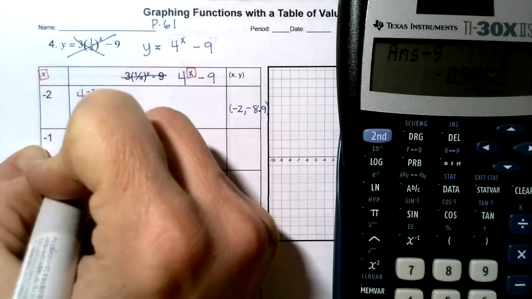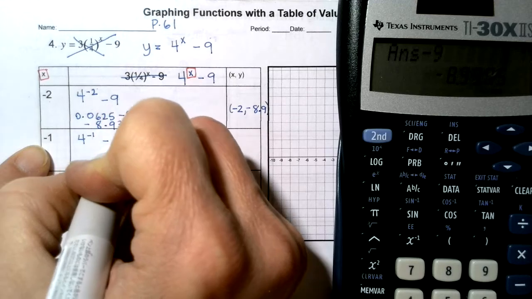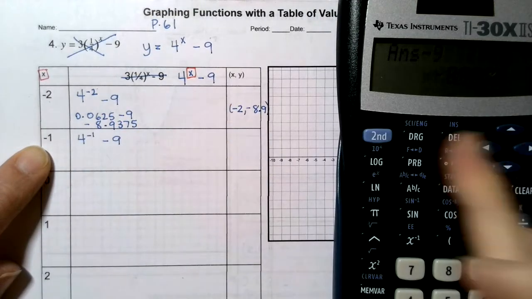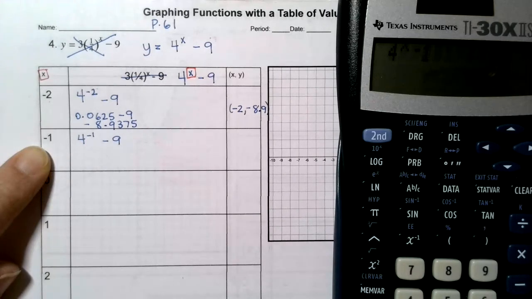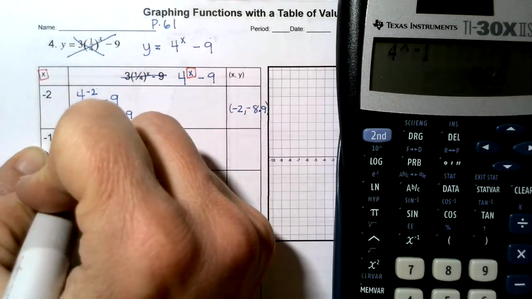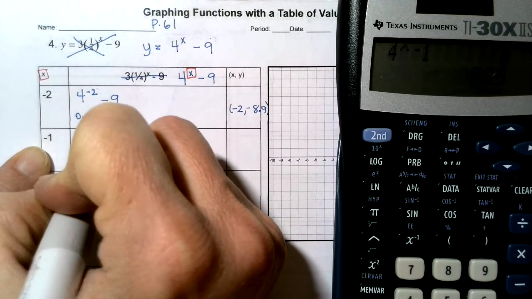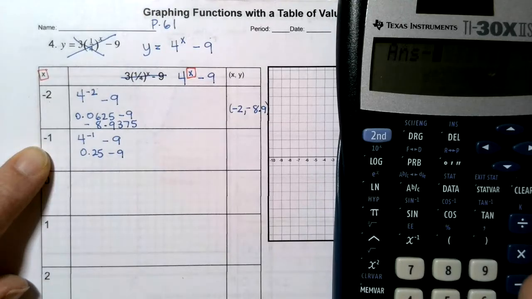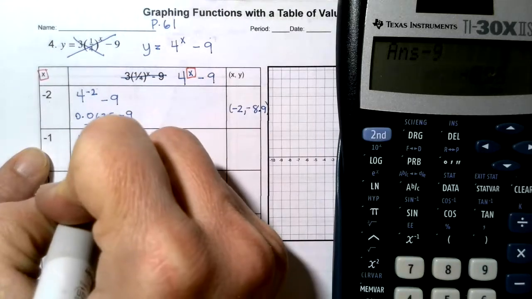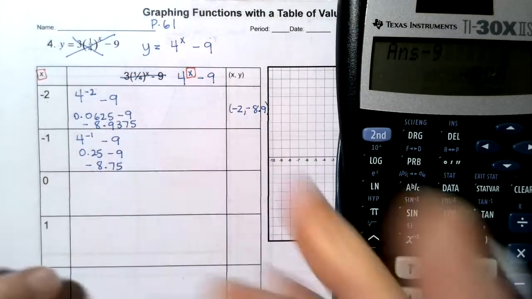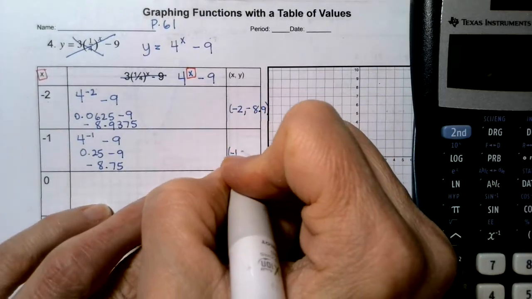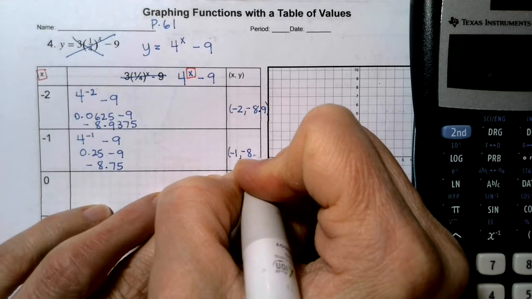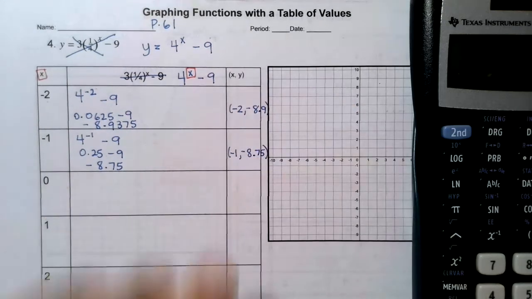I'm going to substitute in negative 1 in my next spot. So 4 raised to the negative 1 power minus 9. And again, I'm going to put that into my calculator. So 4 raised to the negative 1 power is 0.25. That's a quarter. And we're going to subtract 9. So we're subtracting this much bigger number, so I'm going to get a negative answer again. And so I'm getting negative 8.75. So my ordered pair is negative 1 for x, then my y would be negative 8.75. I'm going to put that right there.